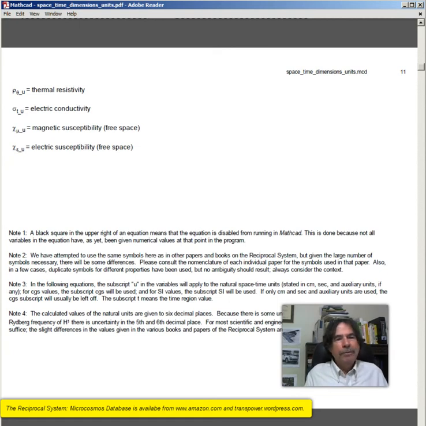Note 1, a black square in the upper right of an equation means that the equation is disabled from running in MathCAD. This is done because not all of the variables in the equation have as yet been given numeric values at that point in the program.